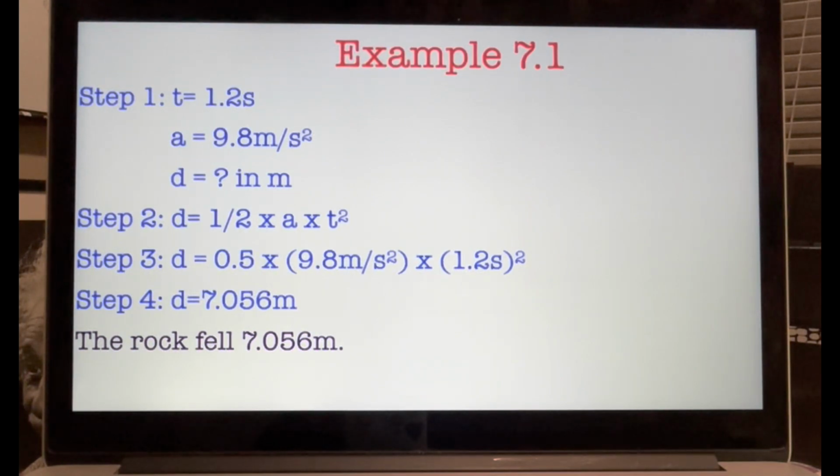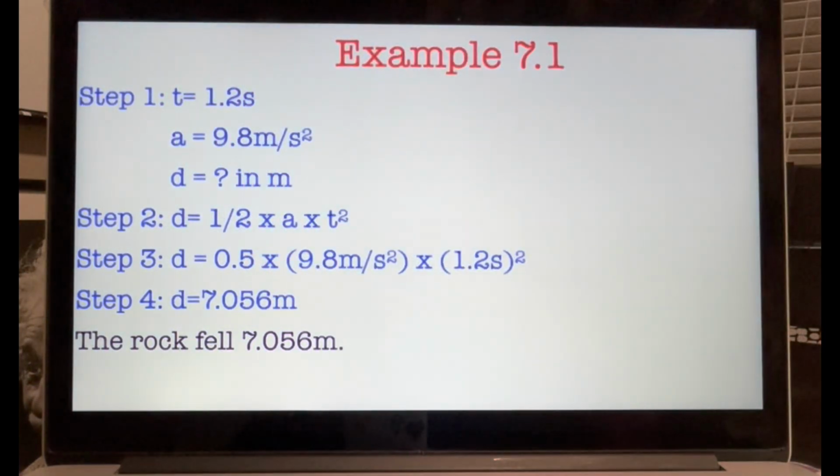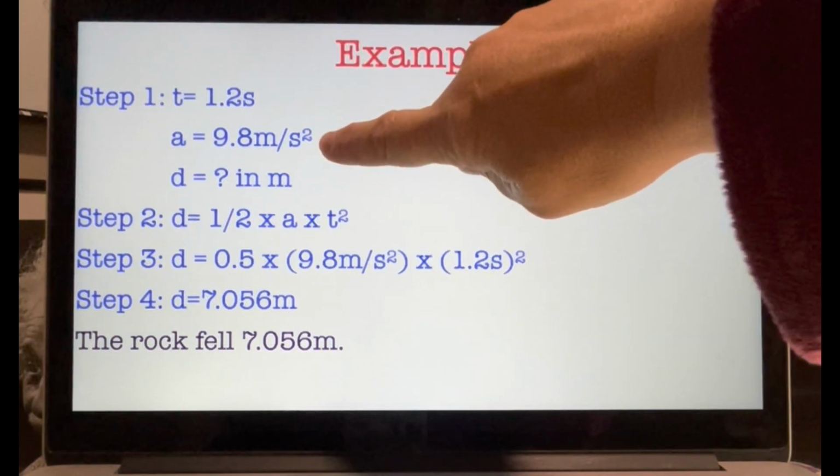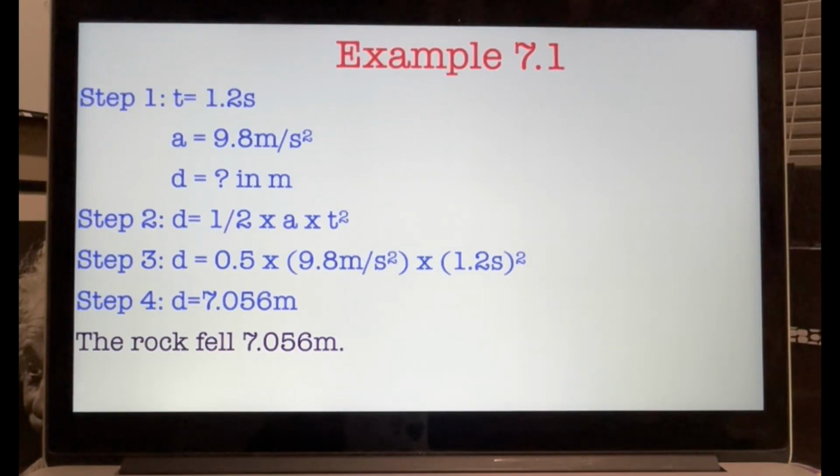Let's see. Check that all units agree, and if they don't, you must convert one to another for agreement. Okay, so we knew the time it took was 1.2 seconds, and we are using this acceleration, 9.8 meters per second squared. We're trying to find how many meters it fell, or the distance. Step 2, write out the equation. Use 7.1, that's the equation we just learned. 1/2 times the acceleration times time squared.